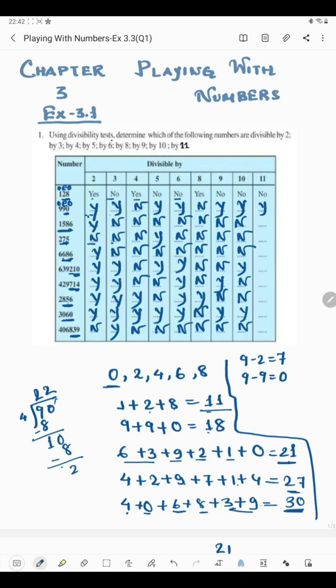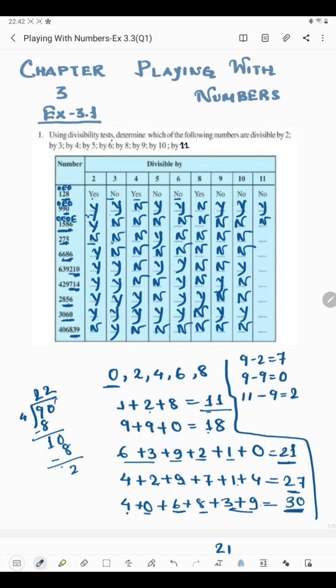Okay, now next we have odd, even, odd, even. If you find the sum of the digits at even places, which is 6 and 5, then we have 11. And if you find the sum of the digits at odd places, then we have 8 plus 1 is 9, and if you find the subtraction, you will get 2, which is not divisible by 11.